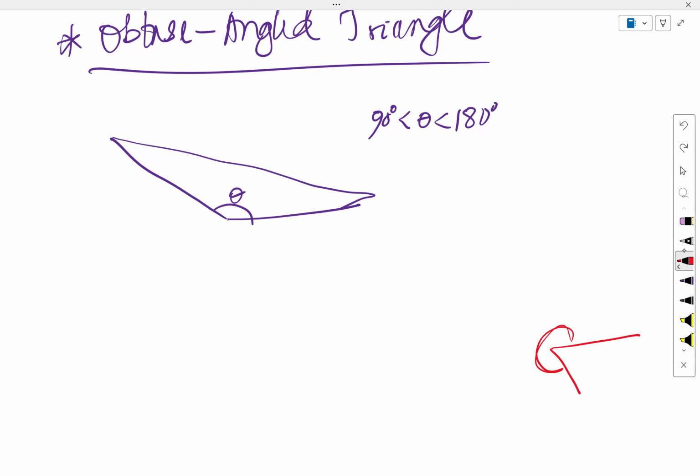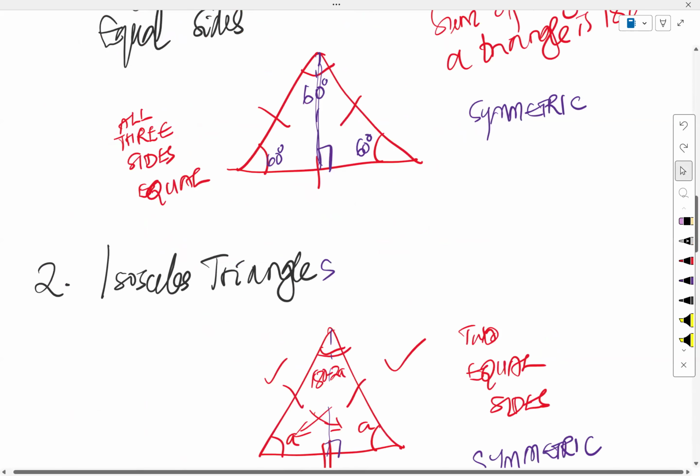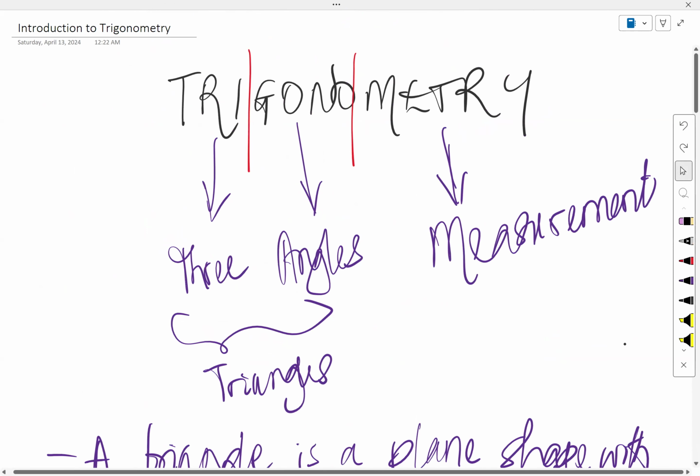So I'll stop in this video. I don't want it to be too long, so that I can continue on other ideas. This is some general introduction to the idea of trigonometry, which is the measurement of triangles. So I've explained some basic ideas about triangles. We'll continue in the next video as I talk about some foundations of trigonometry.